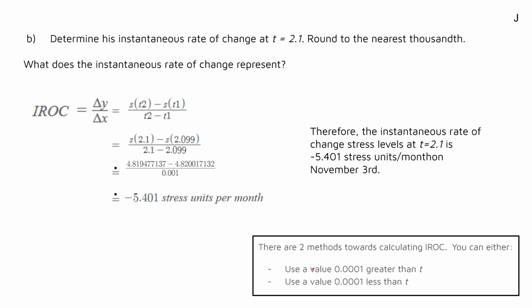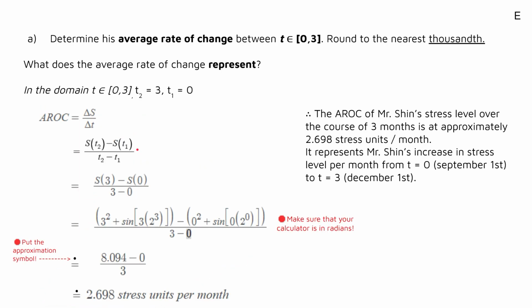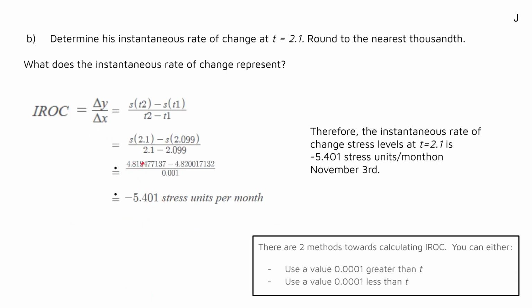You can use thousandths or hundred-thousandths, and you have to choose a value that is just slightly above t equals 2.1 or less. In this case, we use a value less than 2.1 by a thousandth. So S(2.1) minus S(2.099), same with the denominator. We have these very big values because remember we have to input S into the top part every time you see an S. So that decimal is 4.819 subtracted by 4.82 over 0.001.